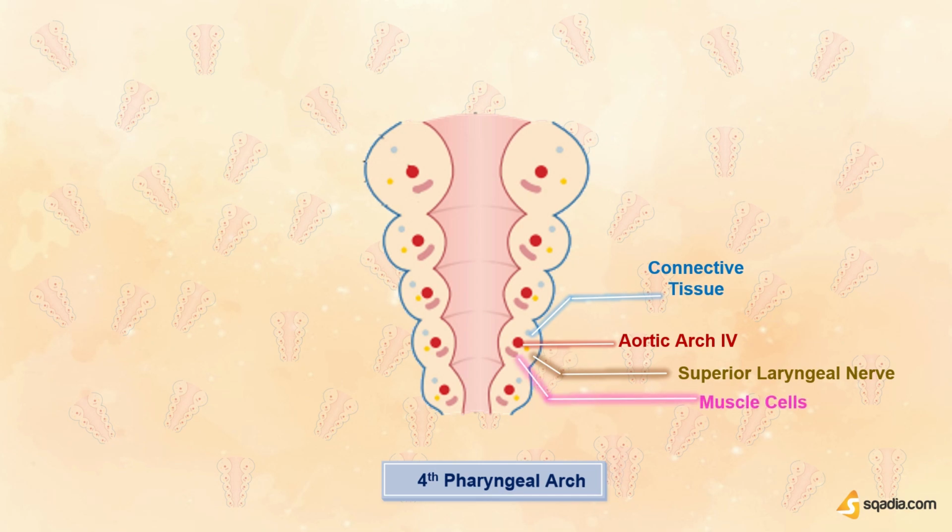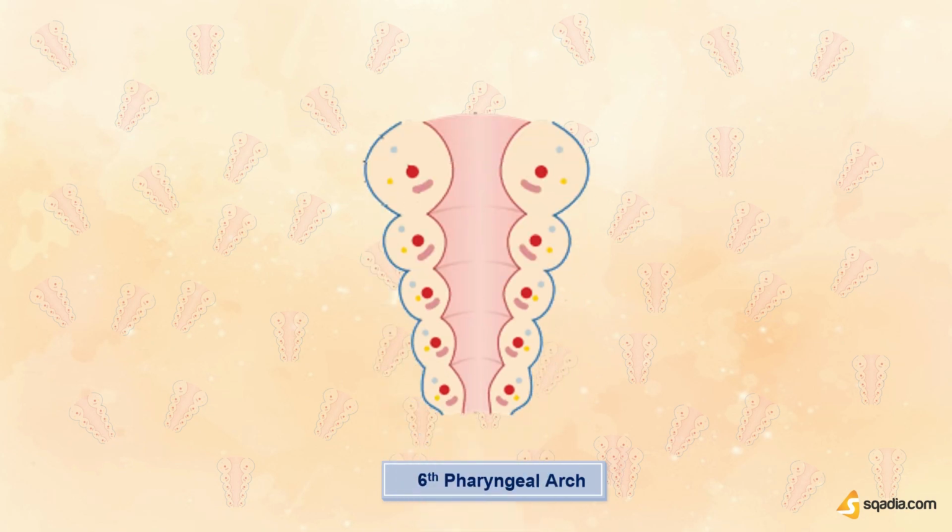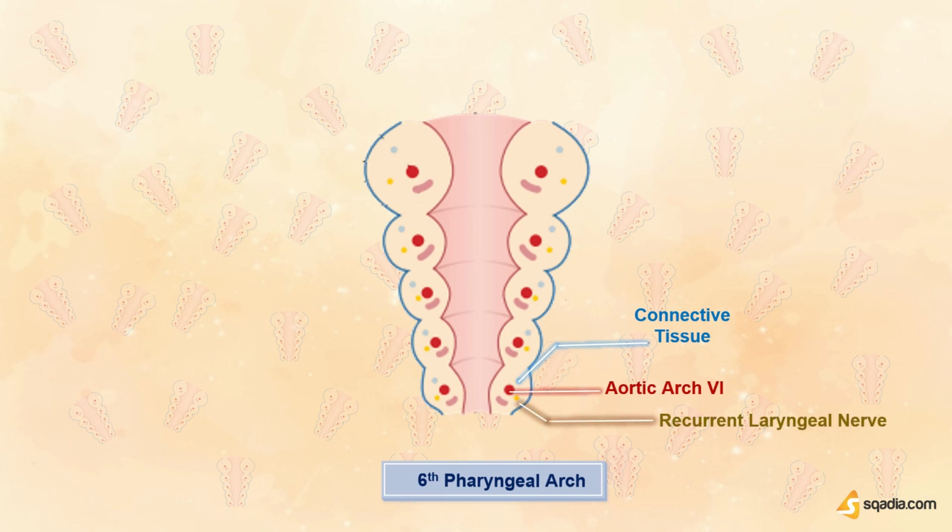Next is the pharyngeal arch 6. This is the location of the 6th pharyngeal arch. So, the 6th pharyngeal arch also contains its own connective tissue, muscle, nerve cell precursors, and blood vessels. So, here is connective tissue. Then, aortic arch 6. Then, this is recurrent laryngeal nerve and muscle cells. This was the basic structure.